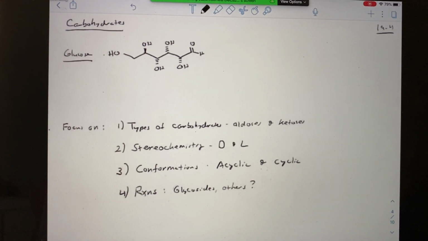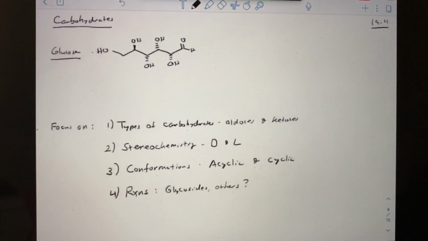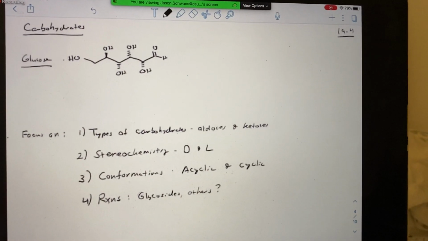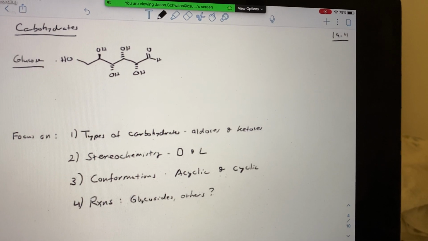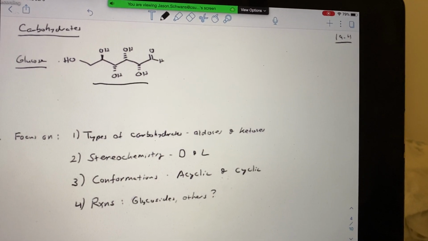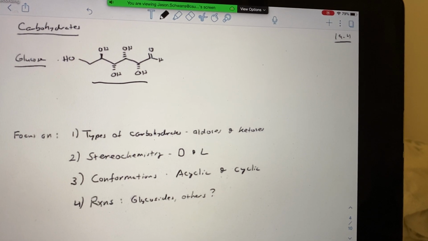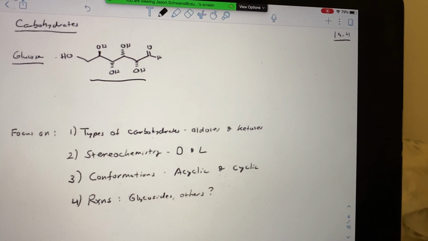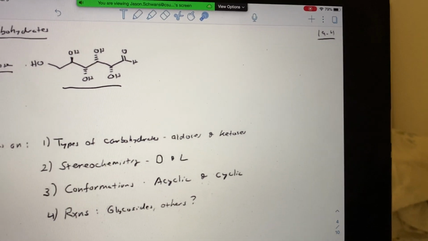I think I found somewhere on the internet, so it must be correct, that 50% of the dry weight of the Earth's biomass is polymers of glucose. So things like cellulose and starch. So glucose in one form or another is everywhere. So this is plant and animal matter. And I'm sure we all have varying levels of affection for glucose and other sugars.